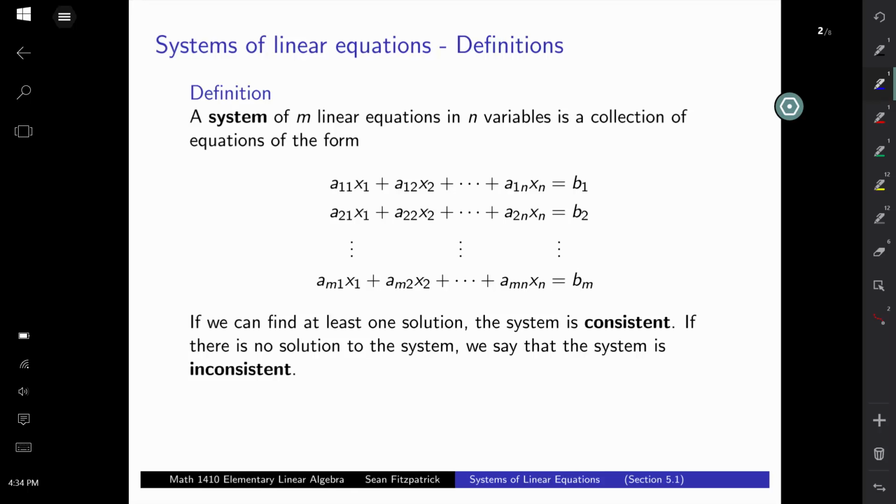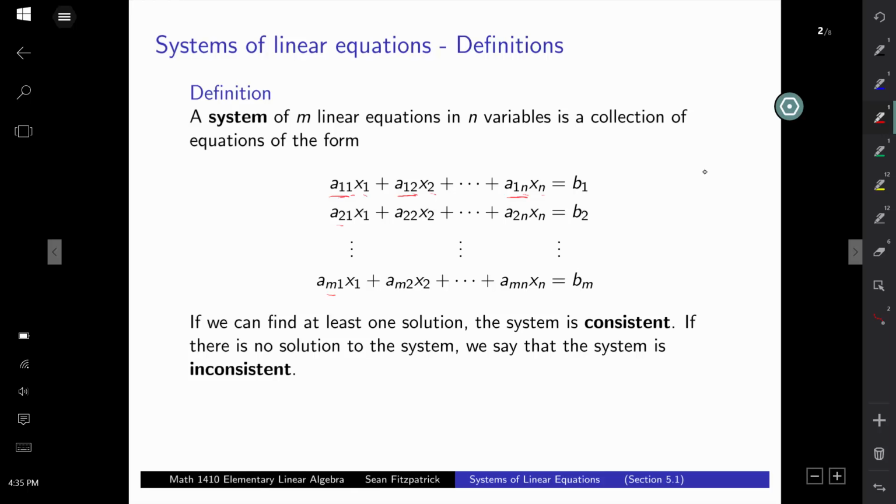So a general system looks like this. We have a whole bunch of variables, x1 up to xn. In each equation, the x's are being multiplied by some numbers, so a11. Notice that there are two subscripts here. The second subscript tells you which variable: 1, 2, up to n. The first subscript tells you which equation we're talking about: first equation, second equation, third equation, down to the mth equation. And then we have some constants on the right-hand side. The numbers multiplying the variables are called the coefficients.